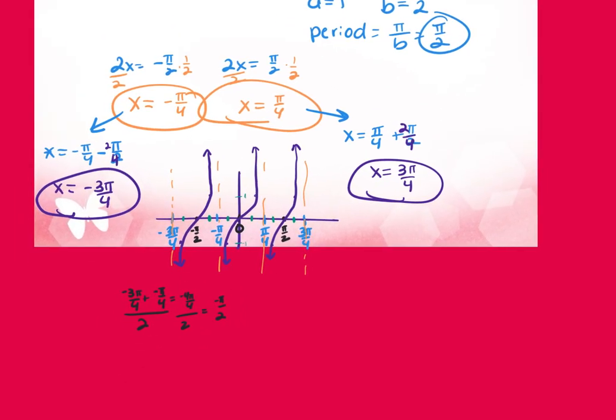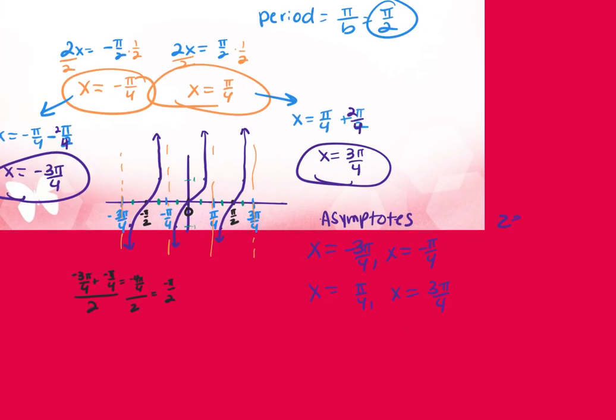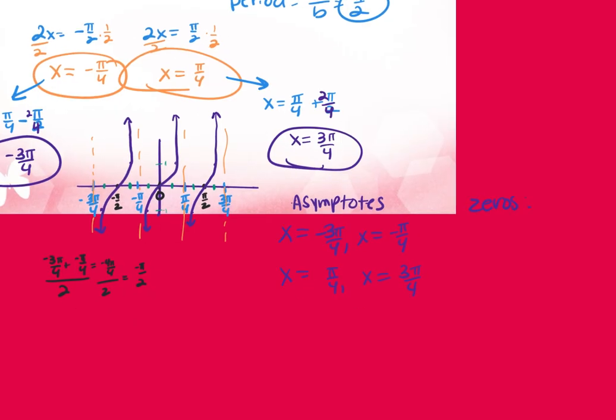So on the test, it's going to ask for your asymptotes. And you're going to say x equals negative 3 pi over 4. You don't have to write them each as x equals, but that's technically what they are. X equals negative pi over 4. X equals positive pi over 4. And x equals 3 pi over 4. If it had asked for the zeros, this is where it crosses the x-axis. So this is negative pi over 2, 0, and pi over 2.